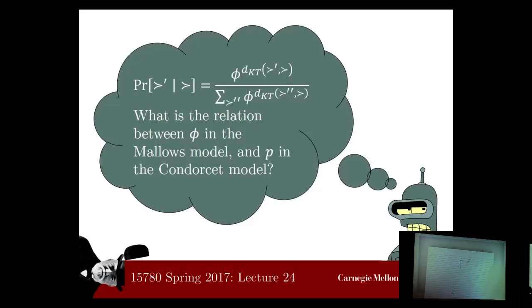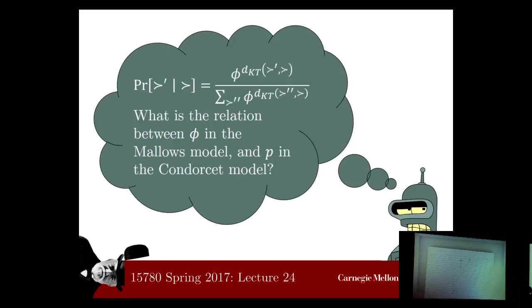Okay, so as that epsilon goes to 0, you can make this probability be completely centered on the actual ground truth, because this thing is much larger for the ground truth compared to other rankings that are at Kendall-Tau distance at least 1 from the ground truth. So by taking phi as it goes to 0, that corresponds to p going to 1.